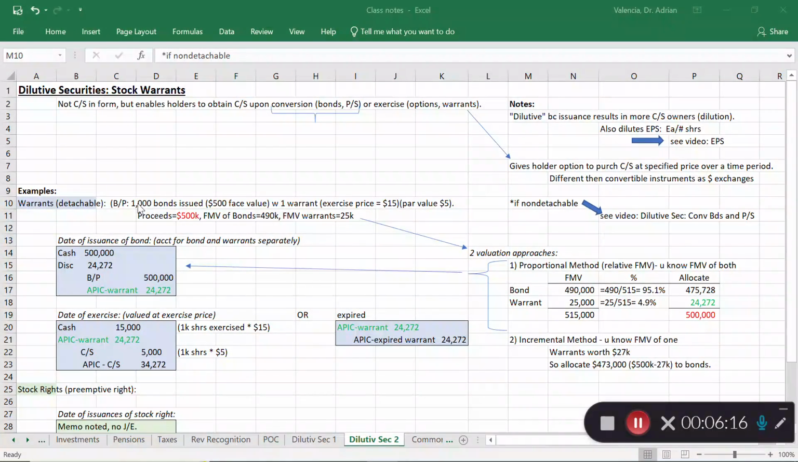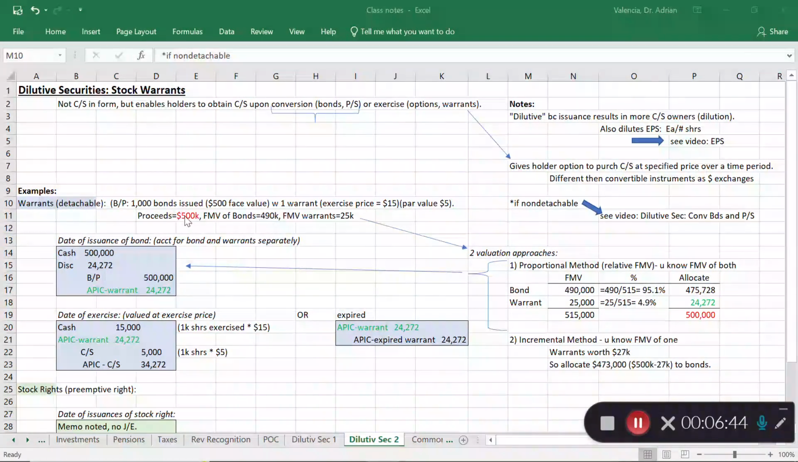When we sell these bonds with the warrants, the proceeds were $500,000. If we were to value these things separately, we determined that the fair market value of the bonds was $490,000, and the fair market value of those warrants was $25,000. So obviously, this adds up to more than 500, right?